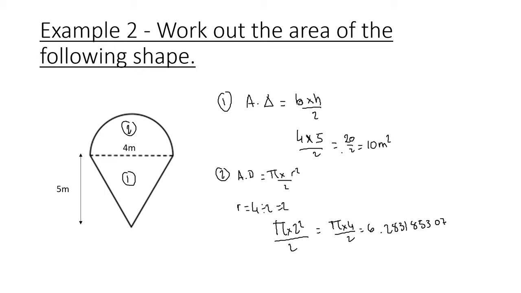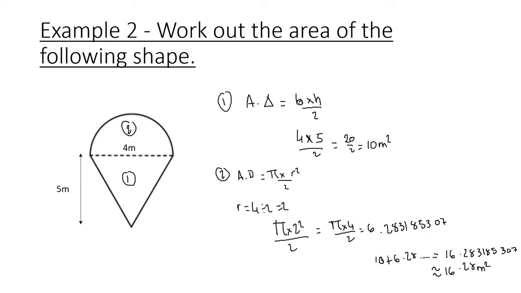6.28318537. Again, we're finding the area of our shape altogether, so now we have to add both of our values, where we get an answer of 10 plus 6.28 and so on, which gives us 16.28318537, which to 2 decimal places will give us an answer of 16.28 meters squared.